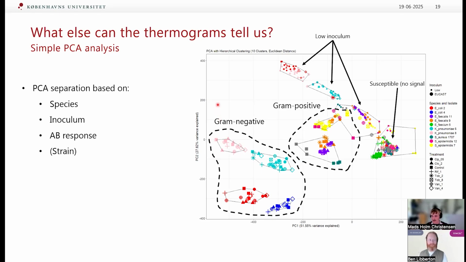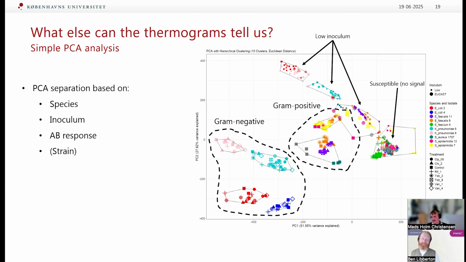And actually a bonus info, if you look down here at the gram-negative cluster, you can see that this and this are both Klebsiella isolates, but from two different patients. And yet it is able to distinguish between the two of them. And the same here for the two E. coli isolates from two different patients.